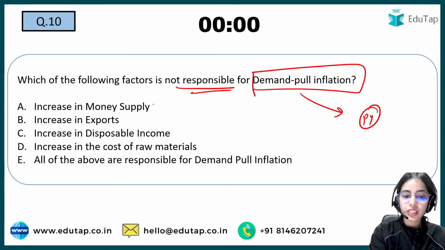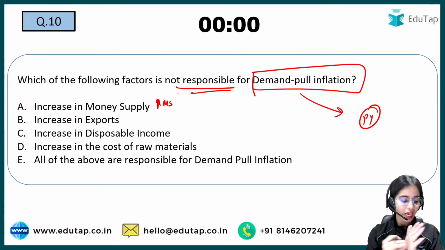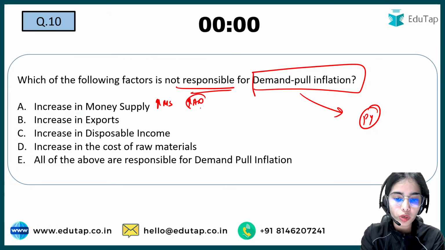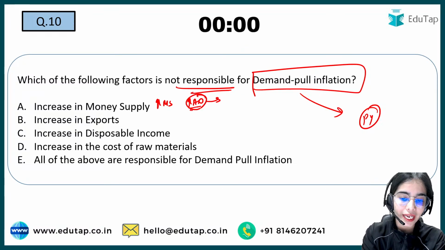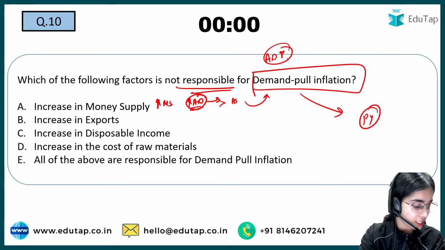If the money supply is increasing, the people will have more money in their hands. When the people have more money in their hands, that means the people will be able to demand more, and this will lead to an increase in aggregate demand. The aggregate supply takes time to increase, so inflation will come. This is demand pull inflation, because of the increase in the aggregate demand.